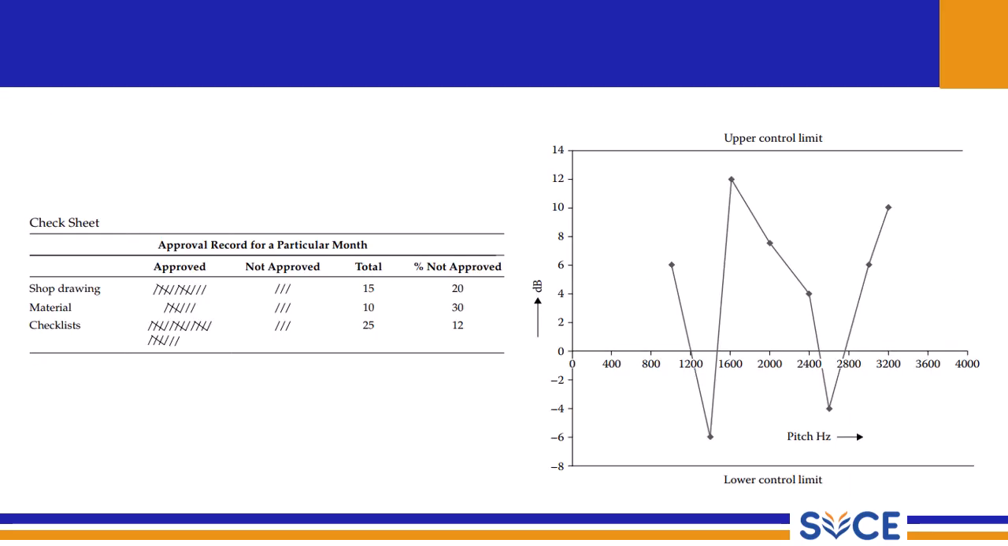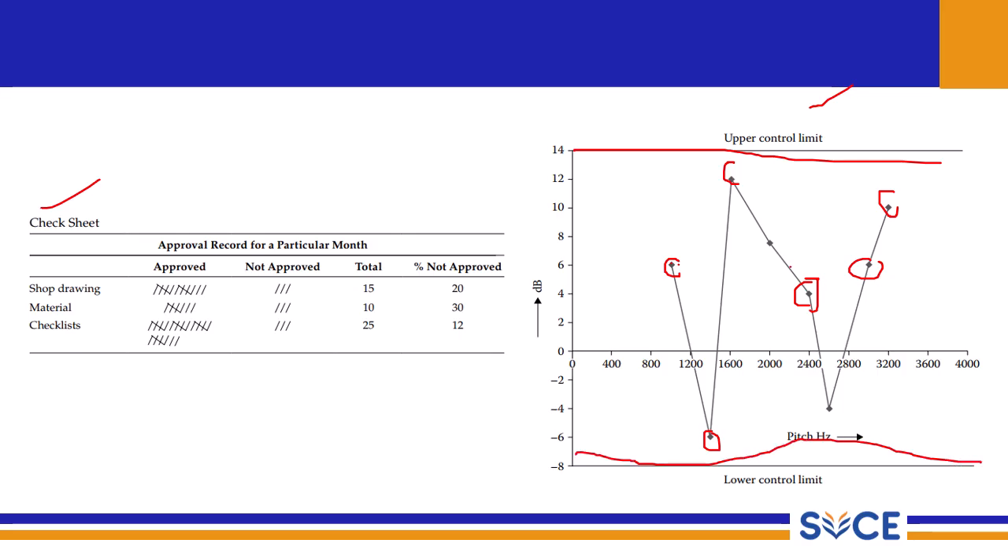This is a typical diagram of a check sheet as well as a control chart. From this control chart, you can see our values marked along this particular line. All the values marked here are coming within the two limits, one upper limit and one lower limit. Whenever we draw a control chart diagram, we will have an upper limit and a lower limit. Whenever our data is within these limits, we can say it is in control.